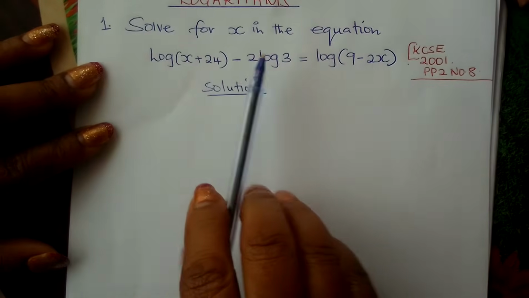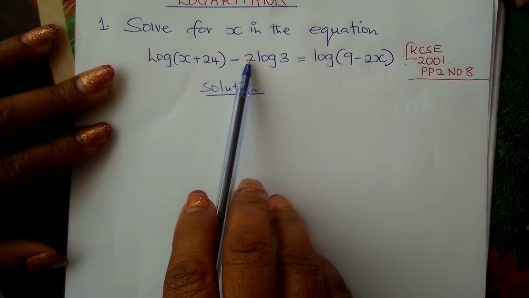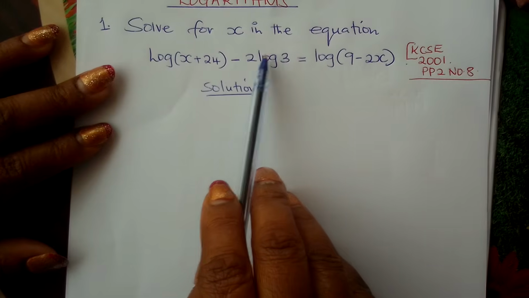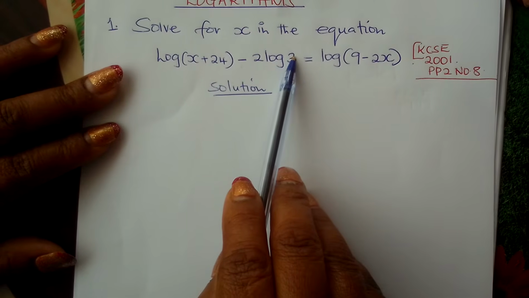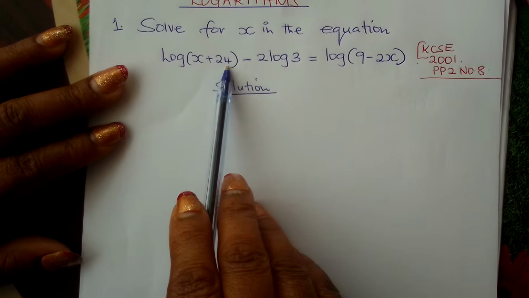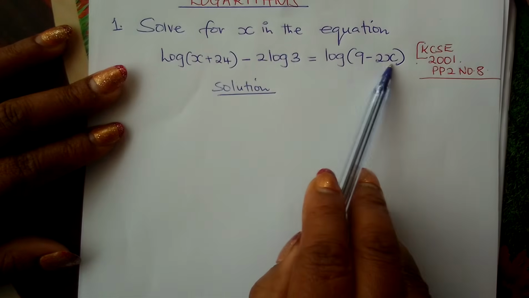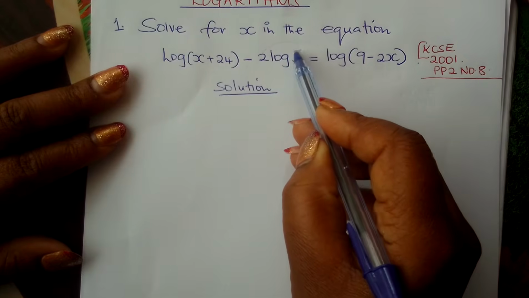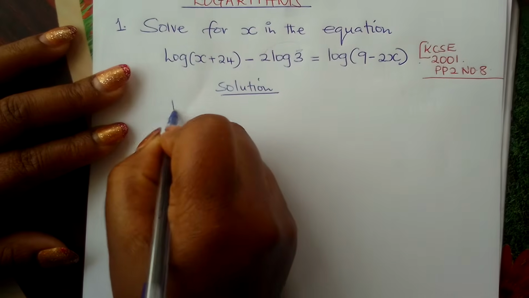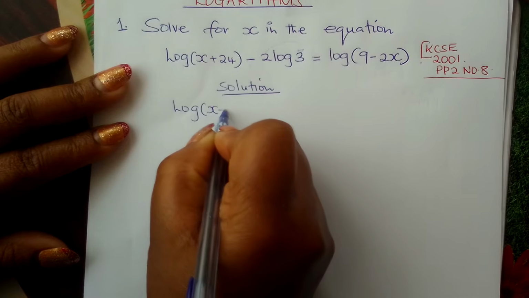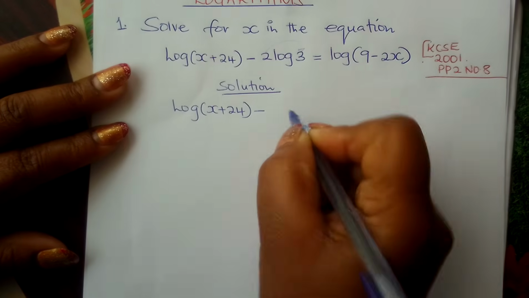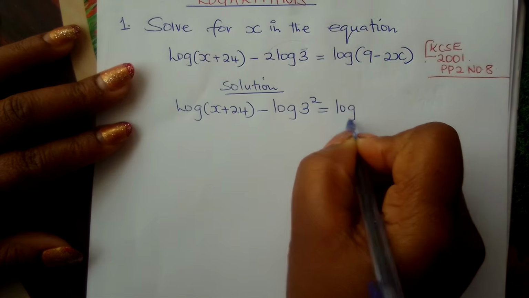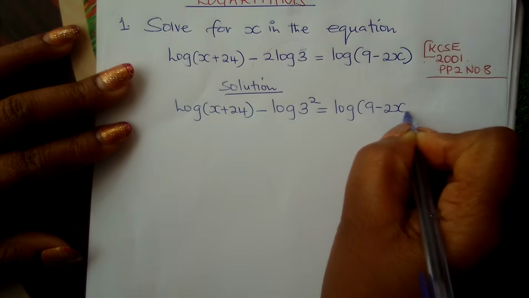Solution. The first thing that you do is to take this 2 up here to be the power of 3. You take the 2 to this so that every term starts with log. Every term starts with log. So you take the 2 to become the power of 3. So we write log (x + 24) - log 3² = log (9 - 2x).